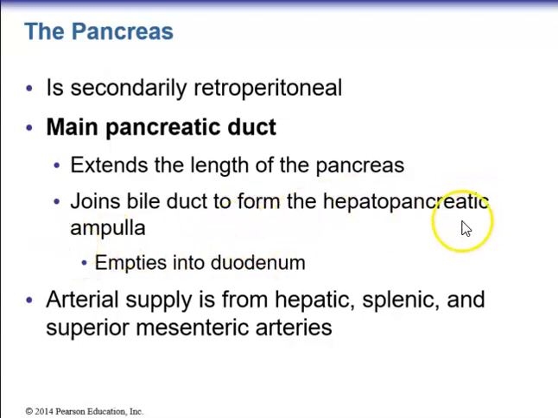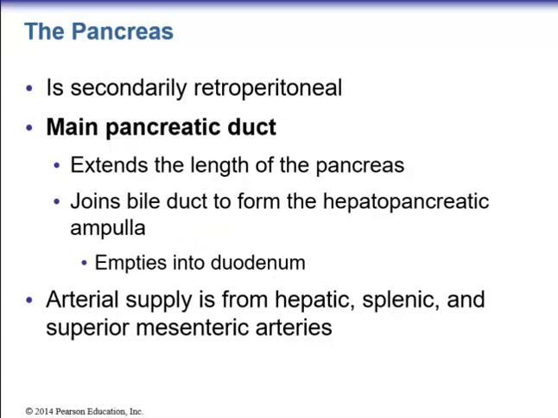So the hepatopancreatic ampulla is also known as the ampulla of Vater. Ampulla, if you hear or see the word ampulla, just think of a dilation. So basically it's a dilation because there are two ducts coming together to form this dilated structure. The main pancreatic duct and the common bile duct will then empty their contents into the duodenum, going through the major duodenal papilla, or the papilla of Vater.